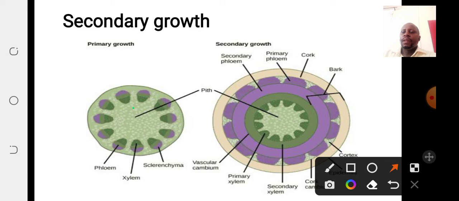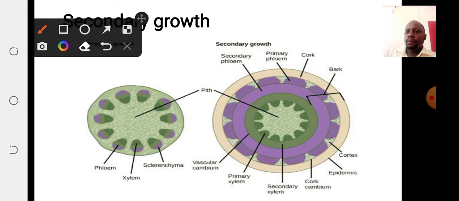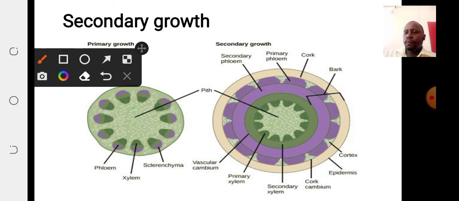Is it clear? Now the question is, how does secondary growth occur? How does the increase in girth occur? Let us first of all observe the second diagram here. Between this phloem, which is towards the outer, and the xylem, which is towards the inner, we have a layer known as meristematic cells, or the cambium. The cambium has meristematic cells which can divide by mitosis.